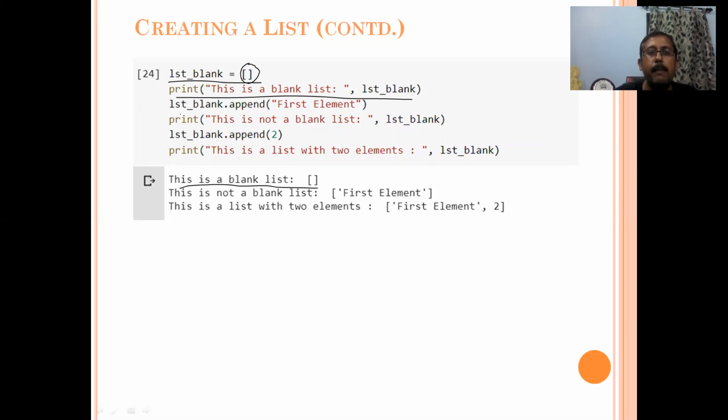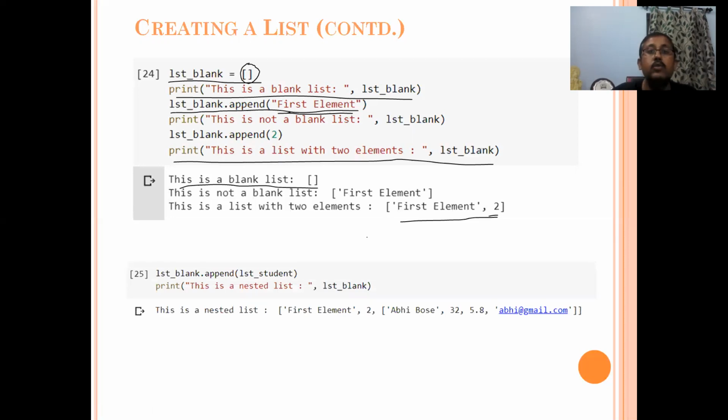Then you append one element to the list using the function dot append. So I append the first element, and I print that. Now I again append one more element here. This is my second element, so now my list has two elements. This is how I can create a blank list, not a pre-filled list, and then keep on adding elements to that list. Now, if you want to add a list as an element of the list, that is also possible.